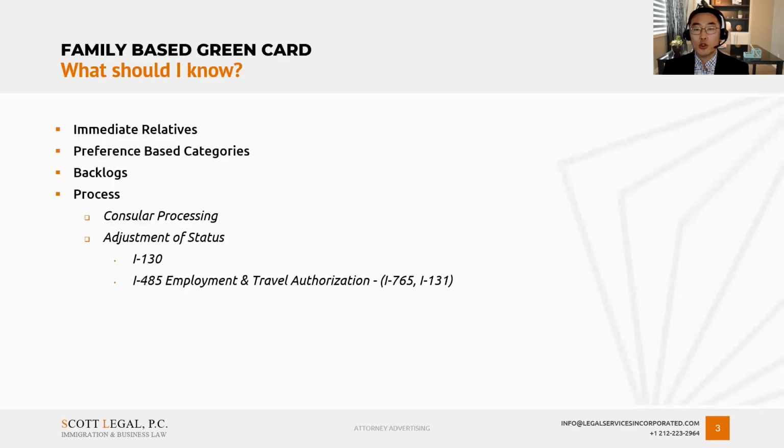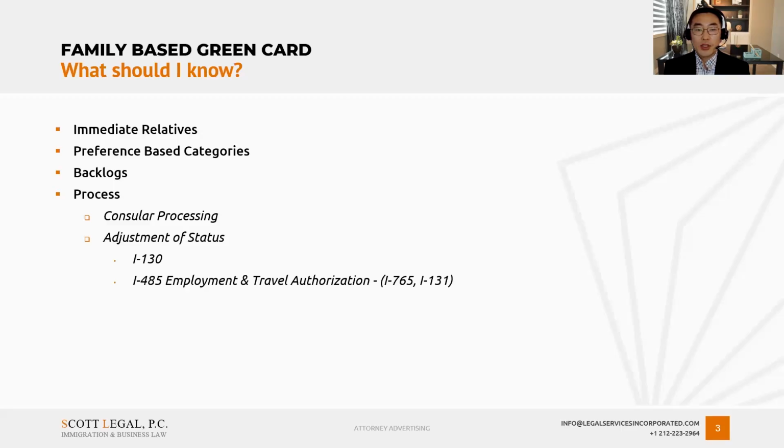Depending on which countries you are from and/or which category you are applying for, there may be some significant delays before the green card is finally approved. For example, the F4 category, which is for the brothers and sisters of U.S. citizens, needs to wait almost 17 years nowadays.